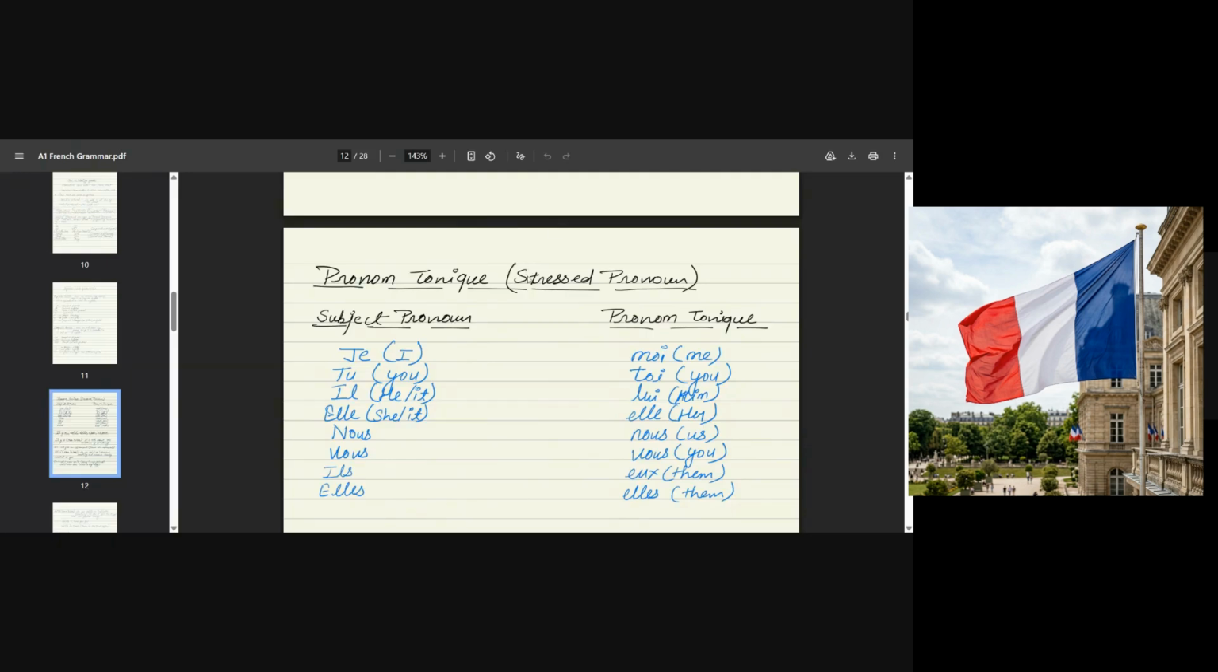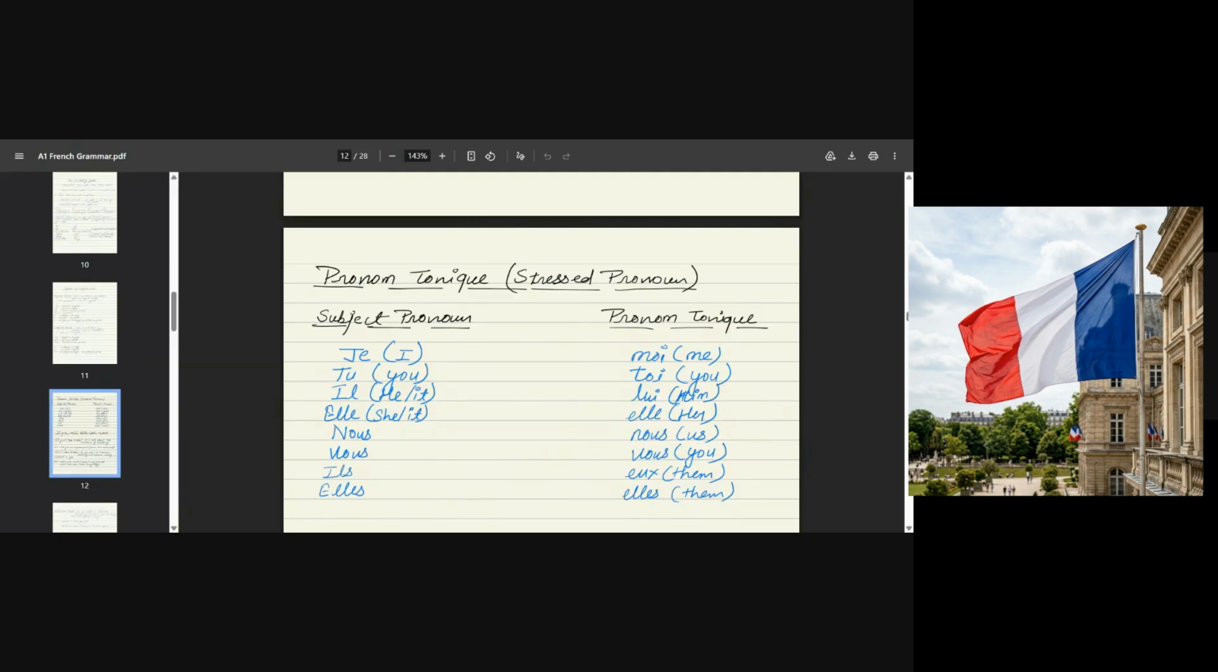Ils, third person masculine plural, will be eux, them. Elles, third person feminine plural, will be elles, which means them. Okay. Moi, me; toi, you; lui, him; elle, her; nous, us; vous, you; eux, them; elles, them.